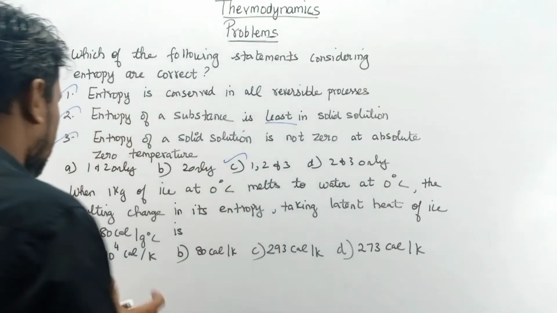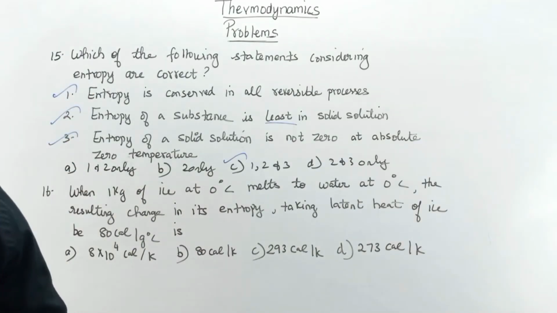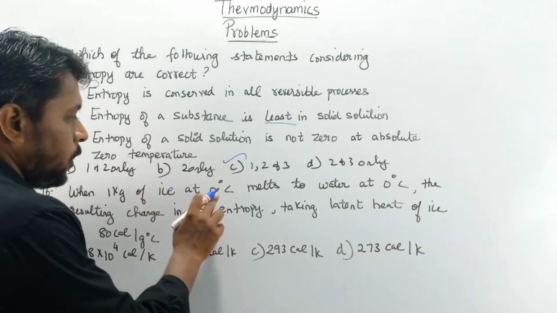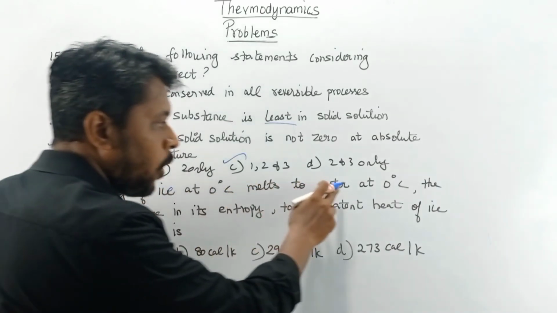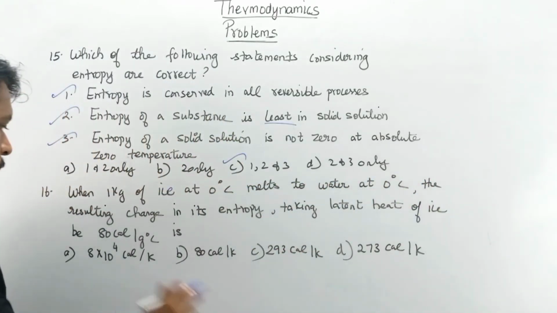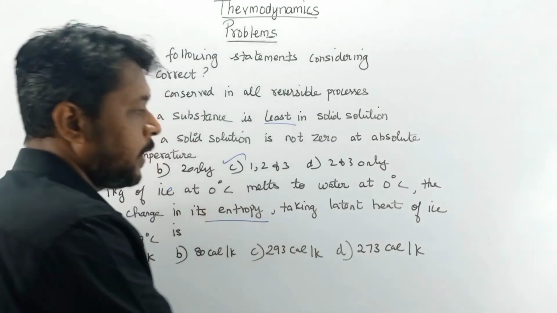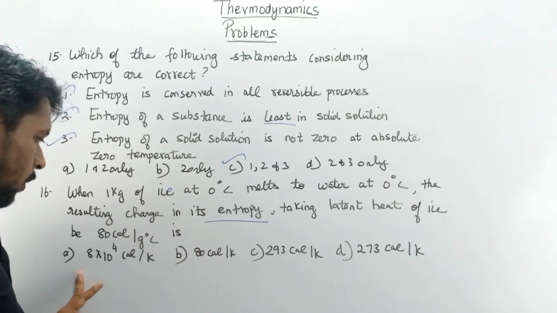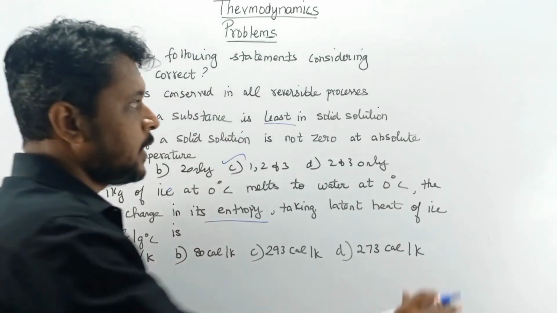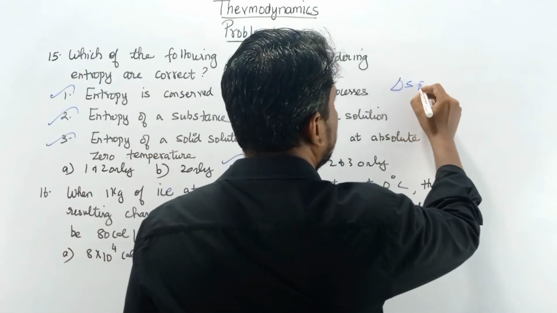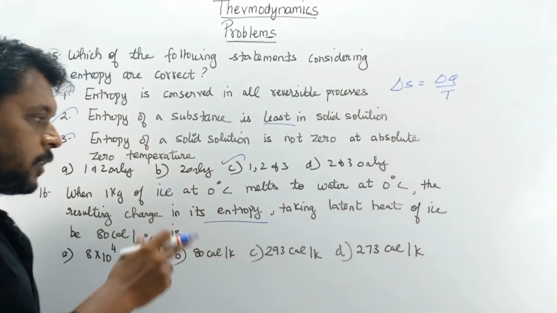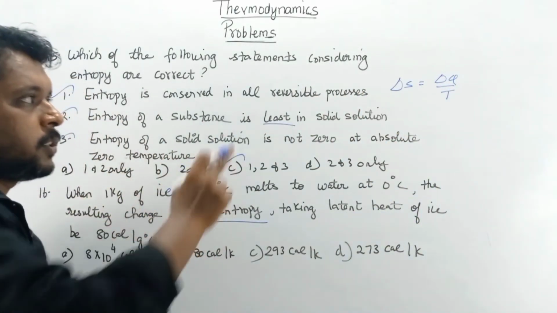Now the 16th question. Here we have 1 kg of ice at 0 degrees Celsius that melts to water at 0 degrees Celsius. Find the resulting change in its entropy, taking the latent heat of ice as 80 calories per gram. You have four options. You know that the change in entropy is equal to delta Q by T for constant temperature, with T the absolute temperature. This is the formula.